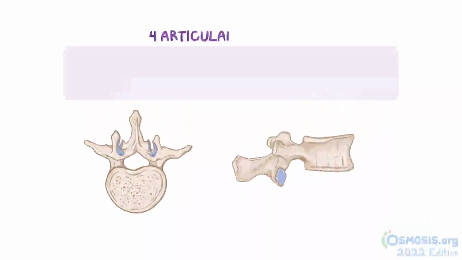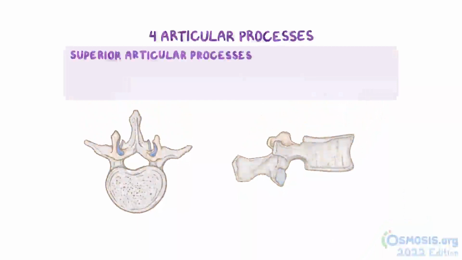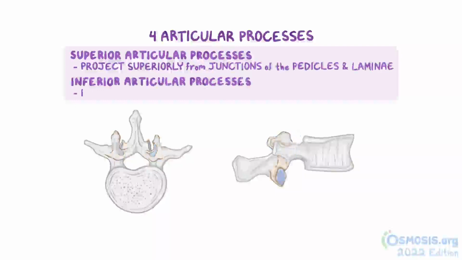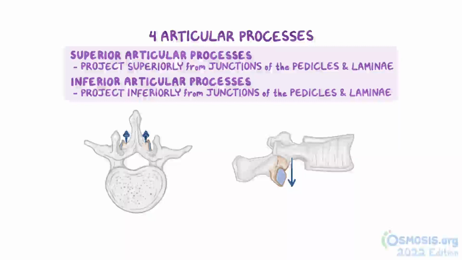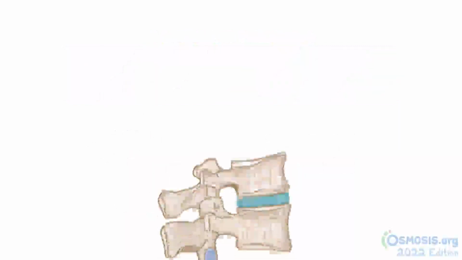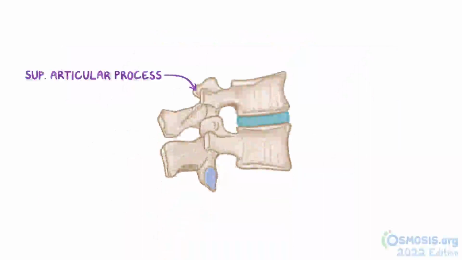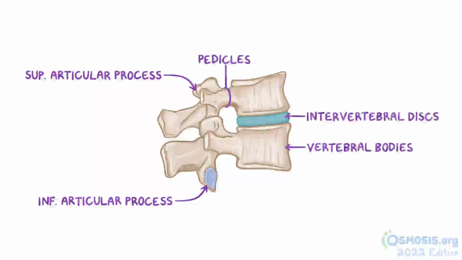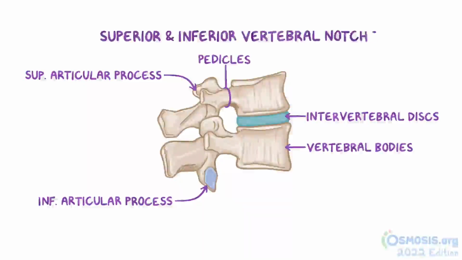Finally, we have the 4 articular processes. First, there's the left and right superior articular processes, which project superiorly from the junctions of the pedicles and laminae. Next are the left and right inferior articular processes, which project inferiorly from the junctions of the pedicles and laminae. The superior articular processes, inferior articular processes, along with the pedicles, the vertebral bodies, and intervertebral discs between vertebral bodies, go on to create U-shaped indentations called the superior and inferior vertebral notch.